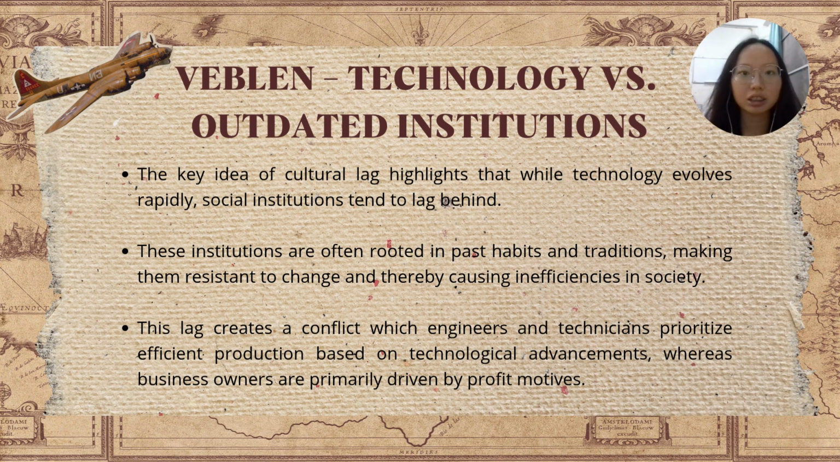Rather than supporting innovation, these individuals often obstruct it, especially when technological progress threatens their market positions or profit margins. This divergence reveals a deeper flaw in the structure of capitalist economies: the misalignment between technological potential and institutional constraints.